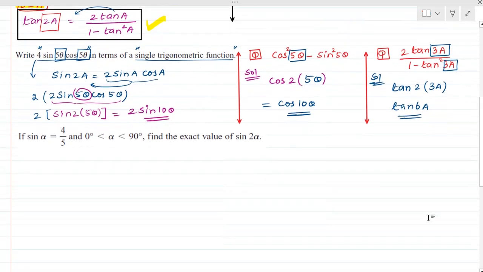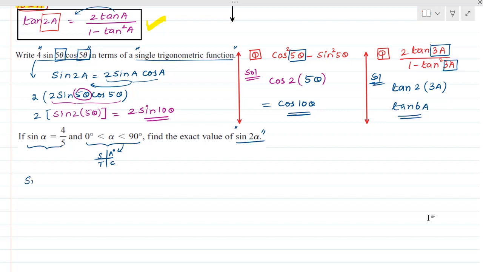Now we want to work with this one. Sine theta is given. In this one, the quadrant is the first quadrant, where all values are positive, so it is all STC. Therefore, in the first quadrant, all the values will be positive. And you have to calculate sine 2 alpha. So using the formula, we will do it.